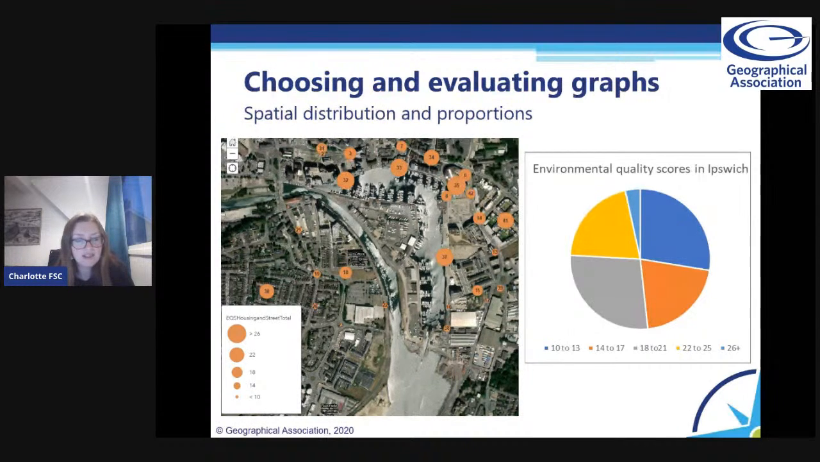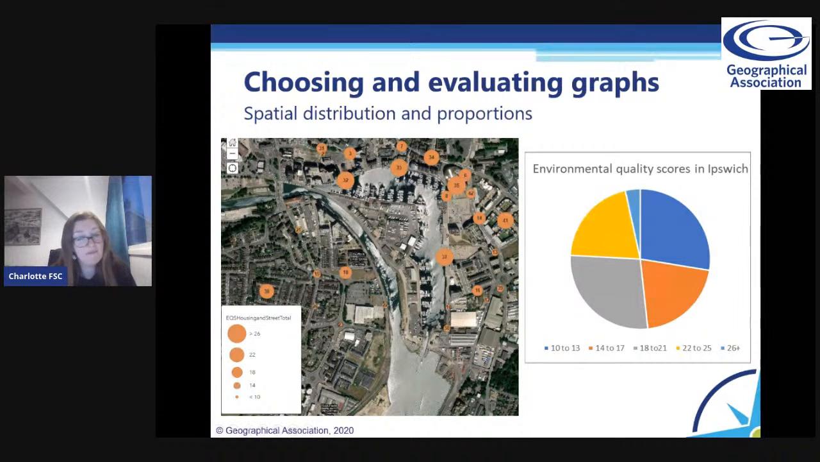However, there are still some drawbacks if you are doing this with your evaluation right now. For example, I can't tell what the most common environmental quality is. I can't tell what most areas around this area of Ipswich are. Are they mainly good environmental quality, mainly bad? Also, the range is quite difficult to tell. I can see there is a very small dot and a very big dot, but on the scale, actually that's just between 10 and 26. So quite difficult to instantly interpret the range.